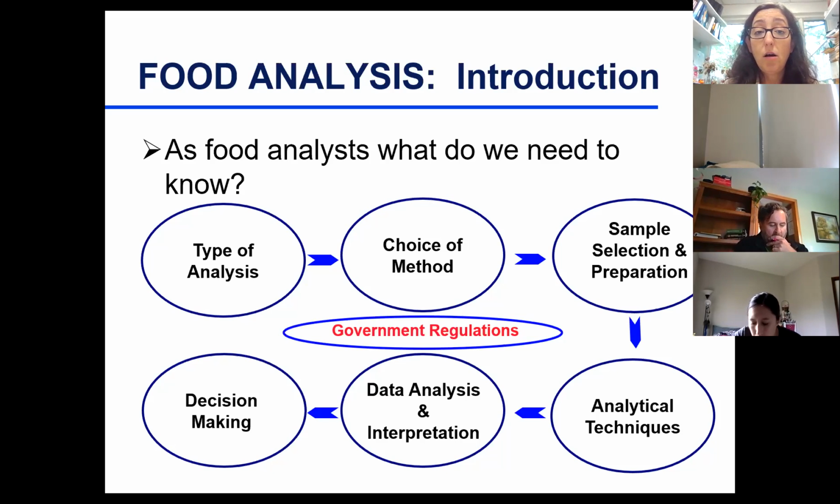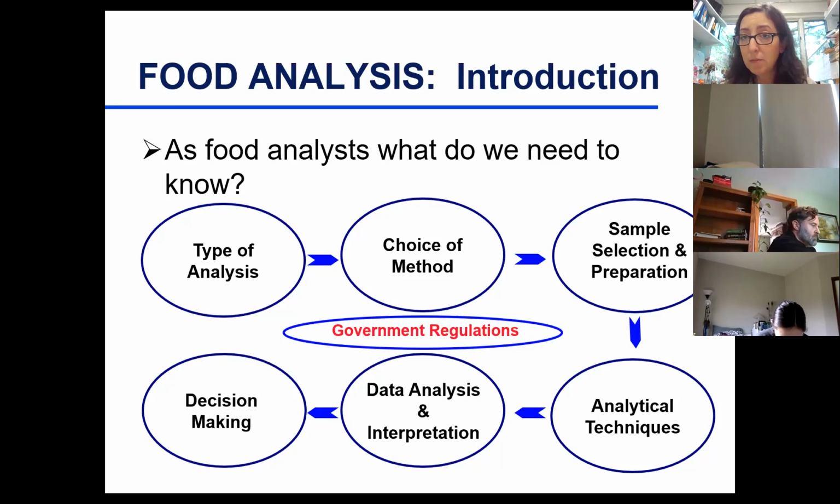Throughout the process of setting up the analyses, methods, collection of sample, running your analytical techniques, interpreting your data, and then making a final decision, we have to keep in mind government regulations. So selection of the method, depending on your objective, there are government regulations sometimes that you have to abide by. If you're doing nutrition labeling, you have to use official methods of analysis, and we'll talk about that in a minute. So there is no way around that.